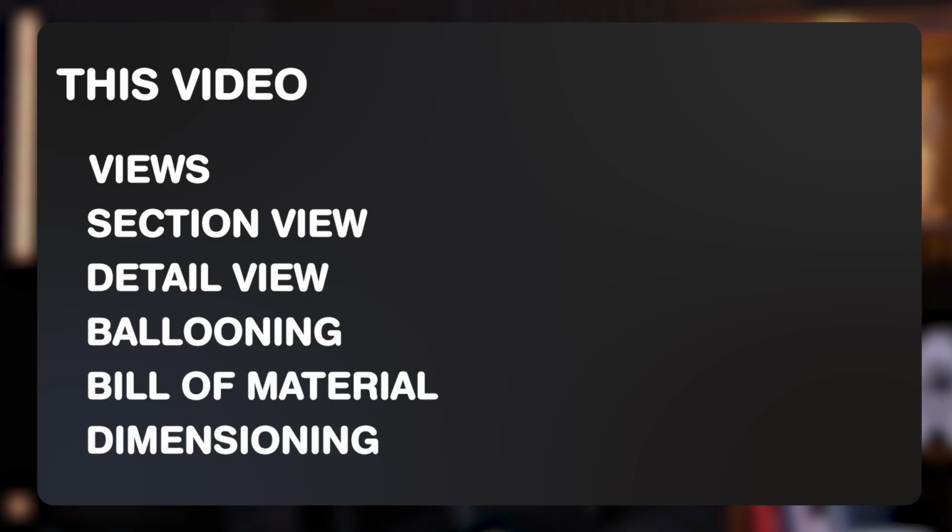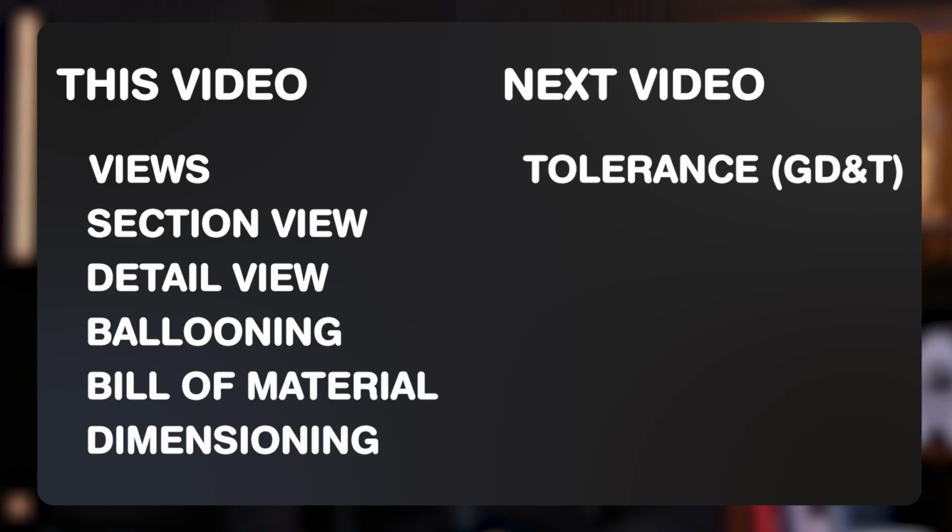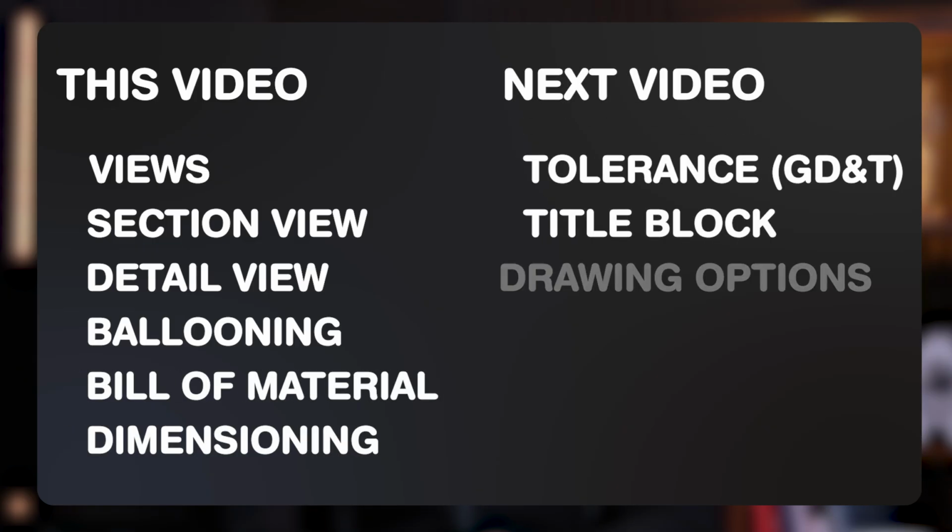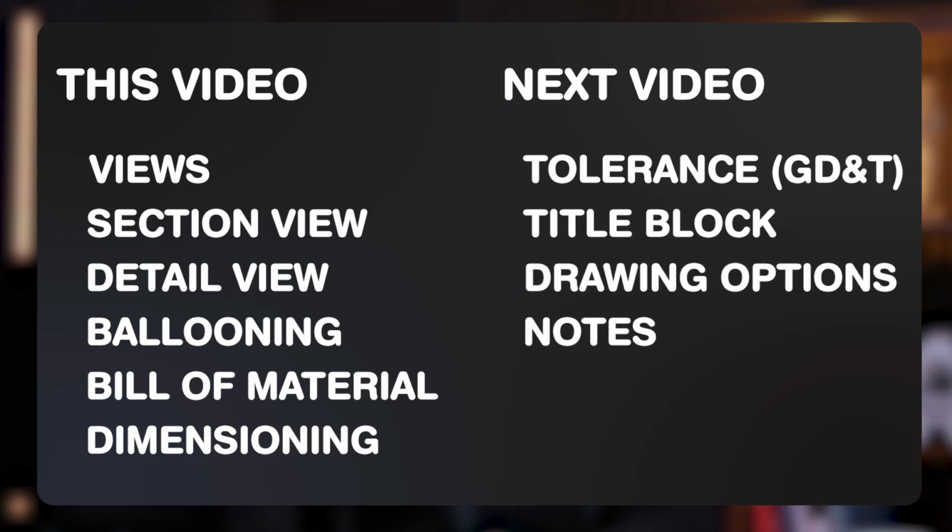So in this video, we'll learn about setting the views, section view, detail view, ballooning, bill of material, and dimensioning. And we'll talk about important things like tolerance and GD&T, title block, drawing options and settings, notes, and break view in the next session. So let's get started and create a technical drawing for the model we've been working on throughout this beginner's tutorial series.